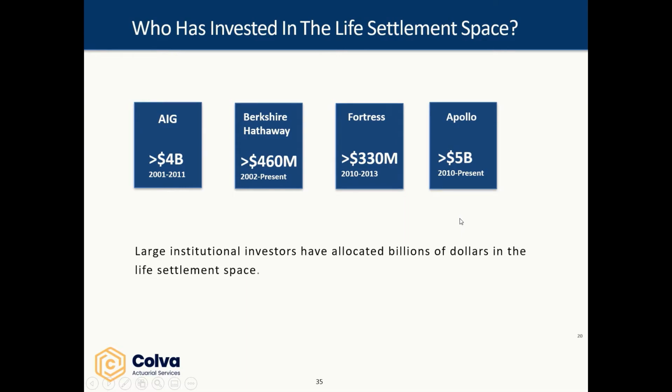So the next thing people often ask, well, who has invested in this space? Well, as we talked about, it's mainly been an institutional type asset class. So you've seen AIG, Berkshire Hathaway, Fortress, Apollo, all collectively they've invested billions of dollars into the space. And the reason is because it makes mathematical sense, right? If you can get a diversified pool of policies and have the right actuarial and insurance expertise, it's a great way to achieve higher risk-adjusted returns. And that is exactly why these institutional investors have invested in the space.